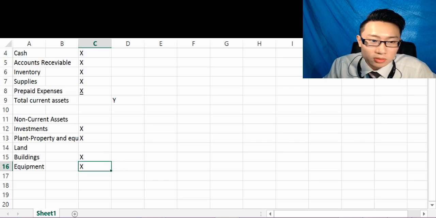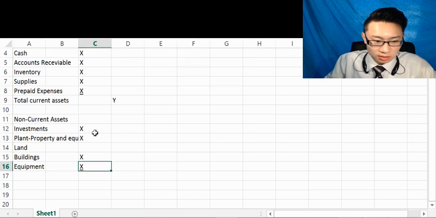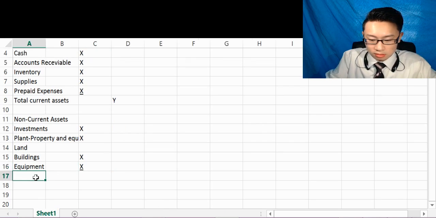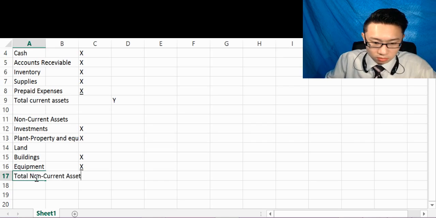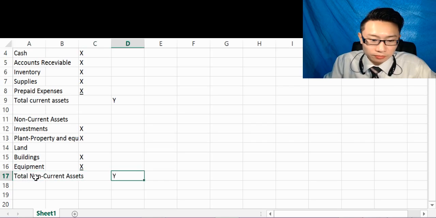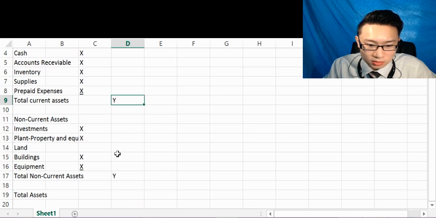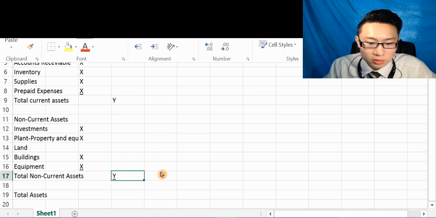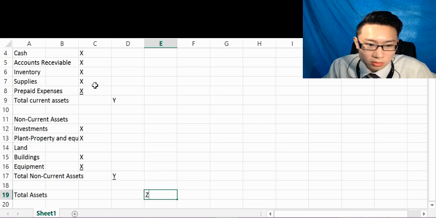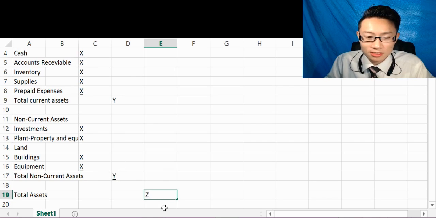And again, when we want to sum up all of them, we put a line under there and say total non-current assets. Good. Now we have Y. And once we have all the assets, we can say total assets. And it's just Y plus Y. And once we want to add all those up, we can just put an underline and put Z here. So all this is equal to Z.